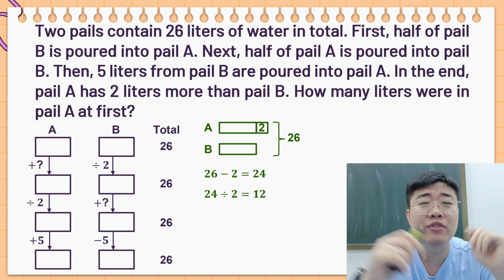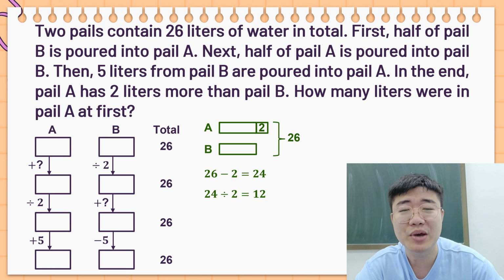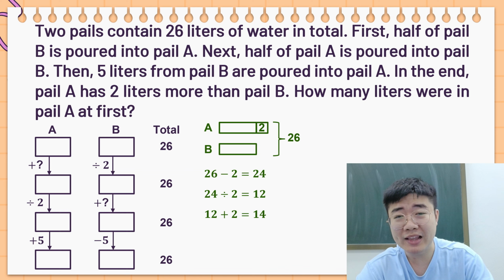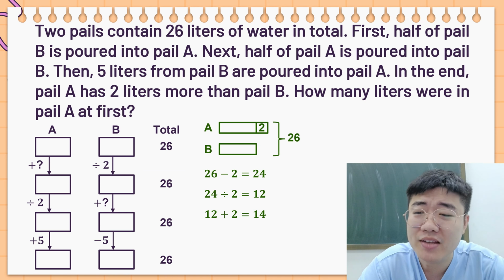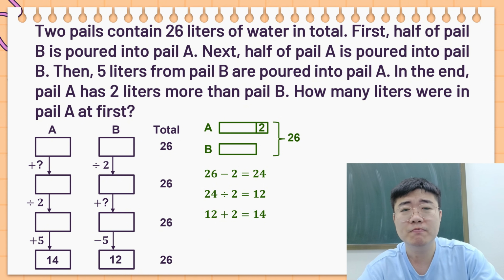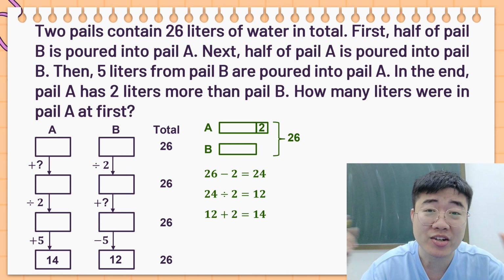Then let's go and find the value for A. So A is 2 more than B. So A will be 12 plus 2. This is 14. So let's fill in the numbers in our flowchart. In the end, at the final step, B is 12. A is 14.